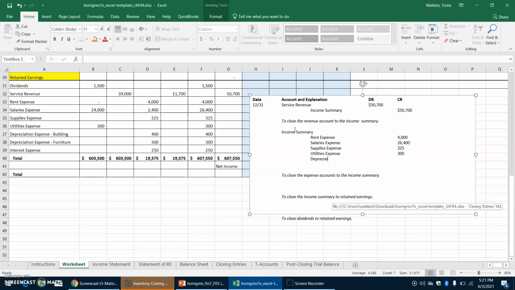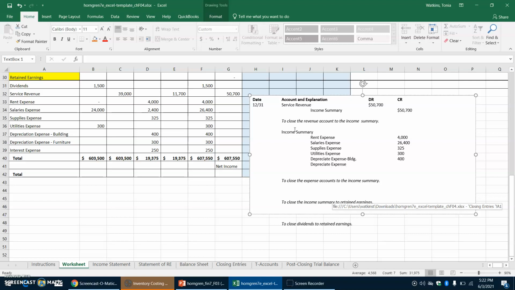Depreciation. This one's on the building, $400. Depreciation expense on the furniture, I'm just going to abbreviate. That's $300. And last, interest expense, and that is $250.